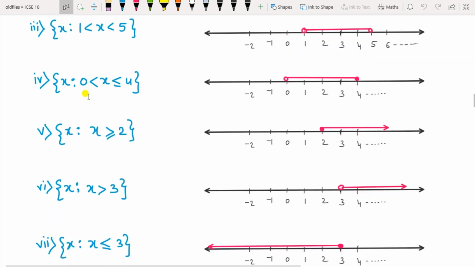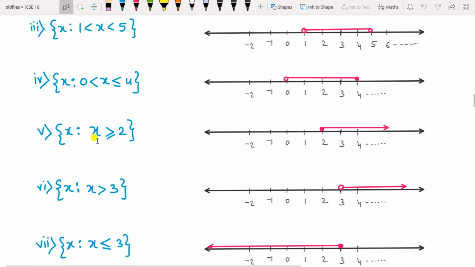Then 0 less than x less than or equal to 4. So here is the equal to sign for 4, but for 0 it is not equal to. So 0 has an empty circle here, and 4 should be darkened because the equal to sign is there, and all the numbers between them.